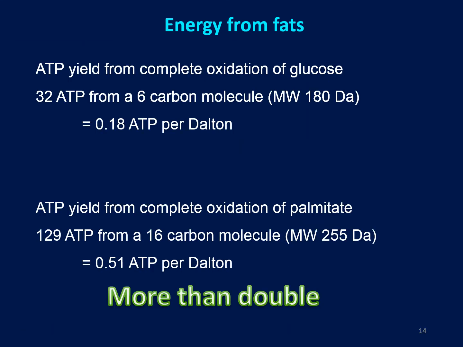To put you into perspective, a glucose molecule produces about 32 ATP from a 6-carbon molecule. So that is about 0.18 ATP per dalton, which is the molecular weight. But for a 16-carbon palmitic acid, you will get about 0.5 ATP per dalton of molecular weight. So that is more than double. And this explains why lipid is a much more efficient molecule for energy storage.